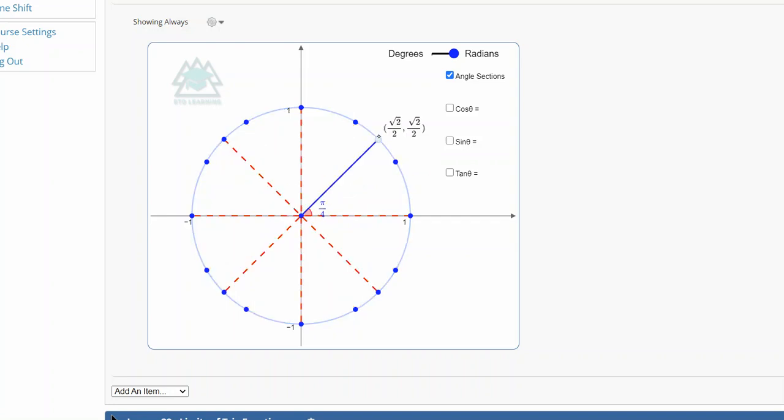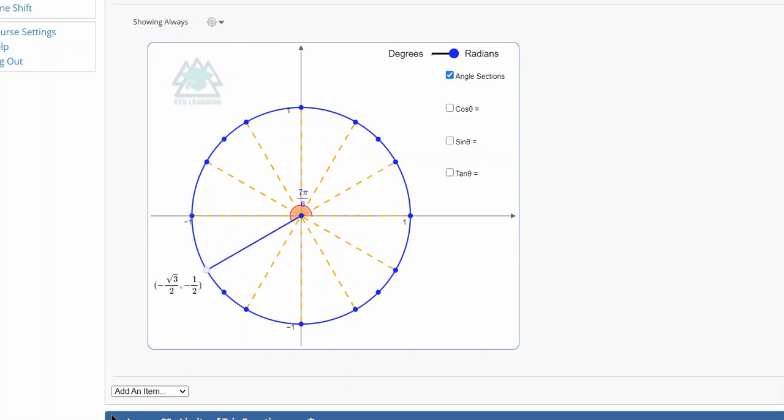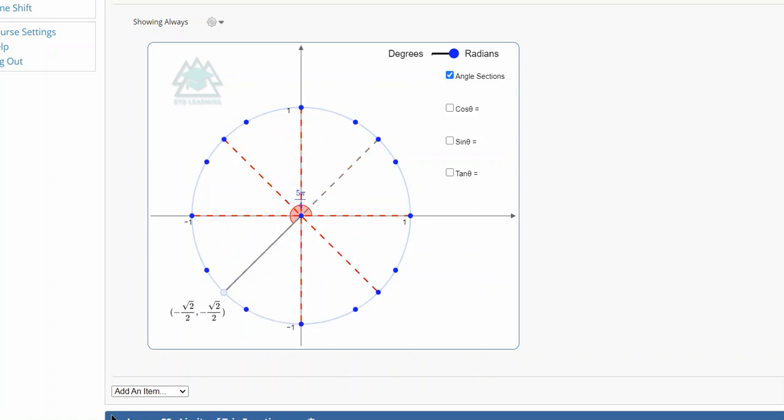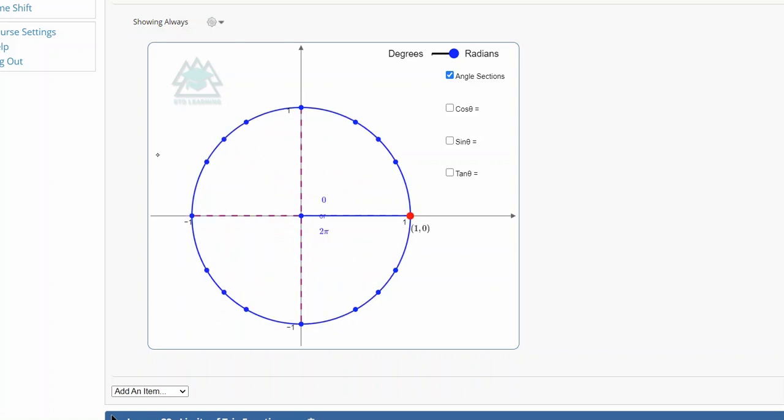Now, move up to the next one. You can see these are in quarters. So this is 1/4. 2/4 would be at 90 degrees there. And then you've got 3/4, so 3 pi over 4. And then 5 pi over 4. So I'll let you guys play around with this. It's on the website there.